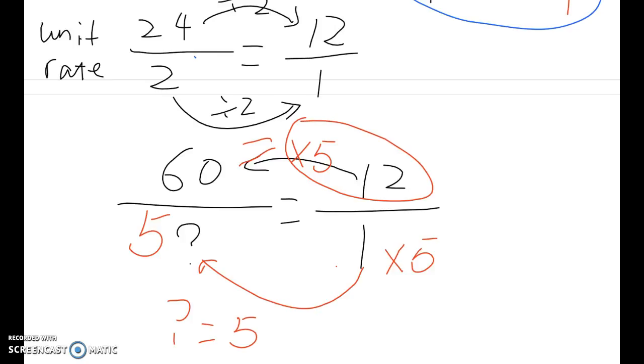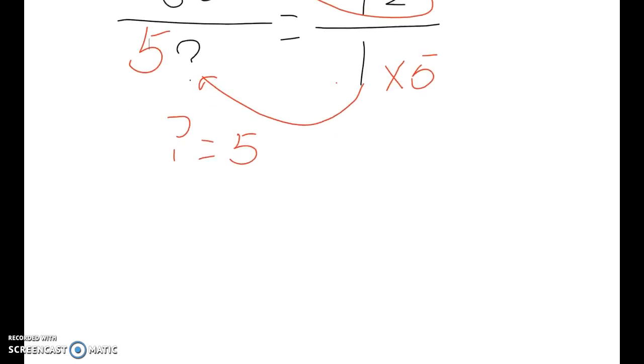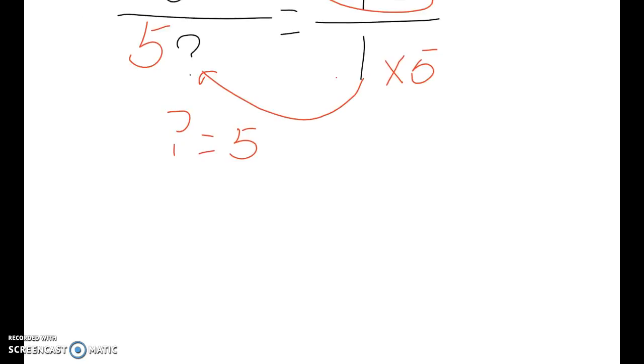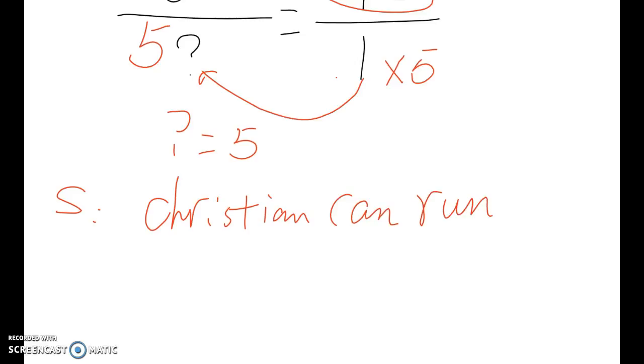And now we need to write that sentence. So that sentence will be, last is the sentence: Christian can run 5 miles in 60 minutes.